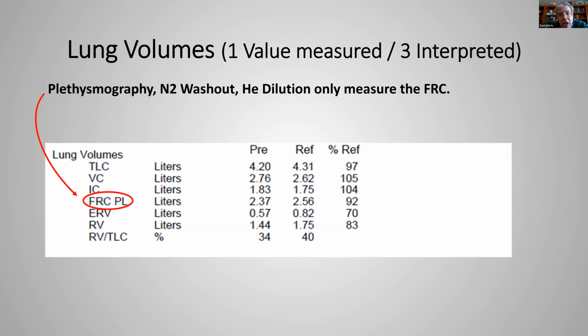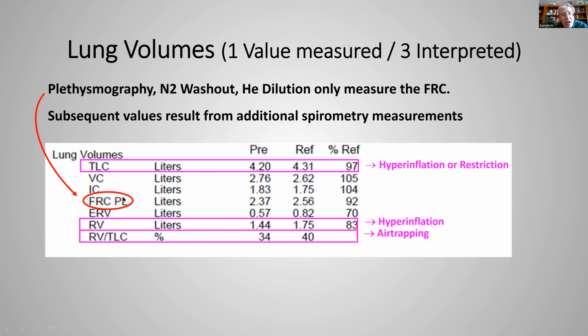Now, when we measure lung volume, you have to remember, we're only measuring one value, and that's the FRC, okay? Then we calculate three other values from that. No matter which method we're using, whether it's pleth, nitrogen, or helium, we're still just measuring the FRC. Then we use that FRC to calculate the TLC, using spirometry measurements on top of that, to look for hyperinflation or restriction; to calculate the RV to look for hyperinflation; and the RV-TLC ratio to look for air trapping.